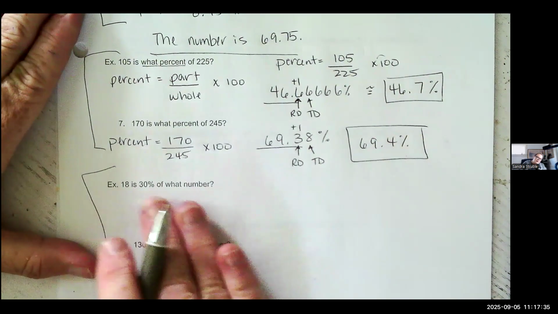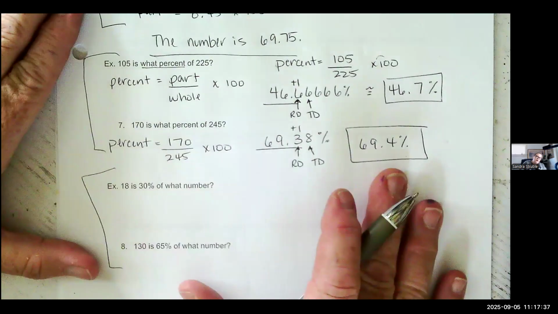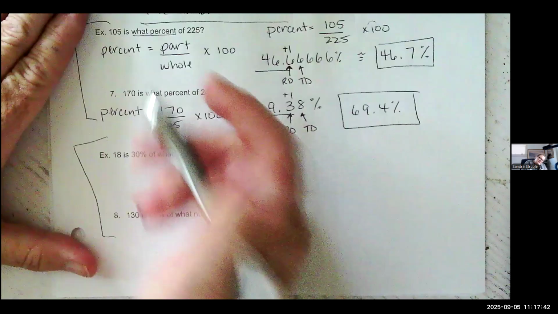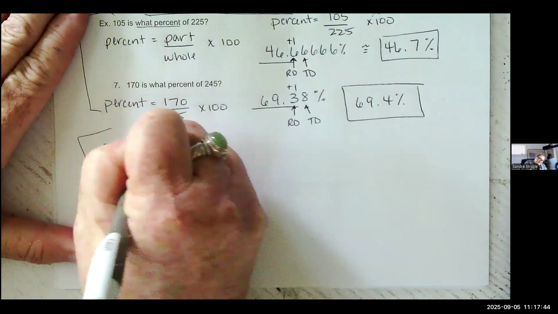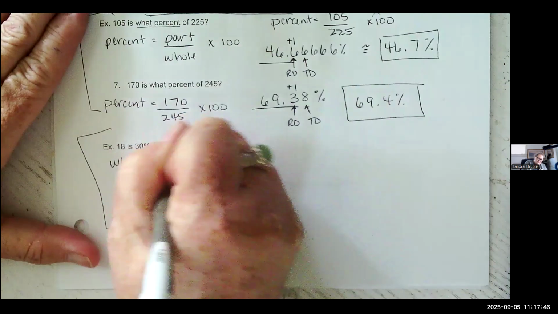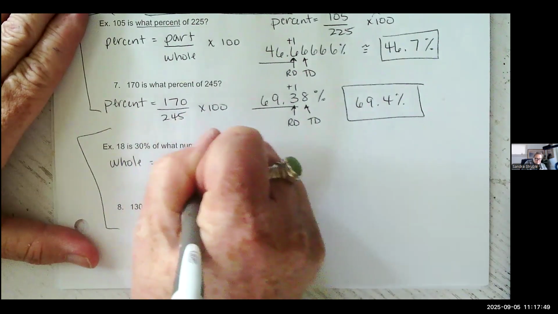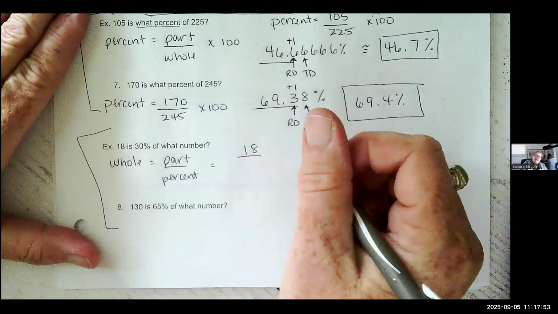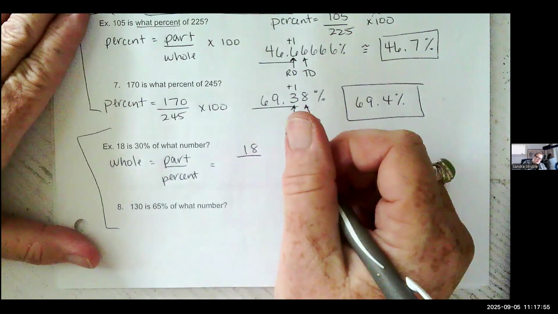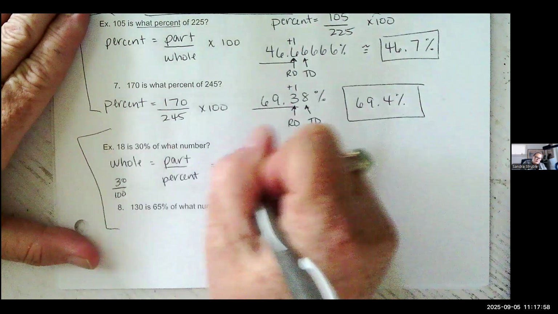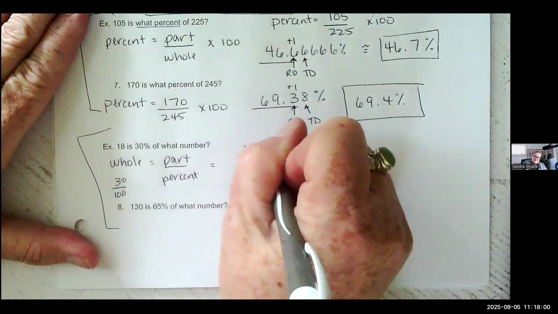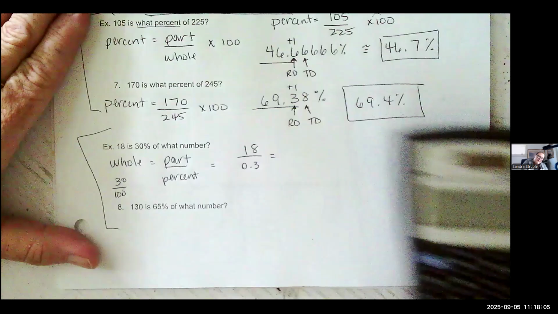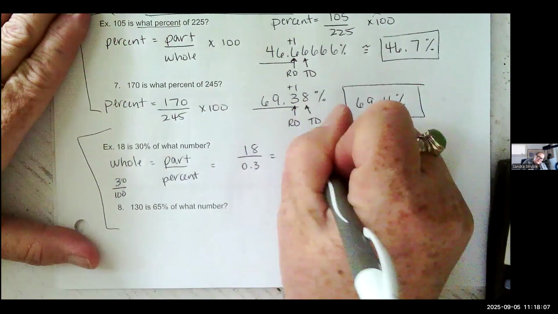All right, 18 is 30% of what number? So we're looking for the whole, which is just part divided by percent. The part is 18. The percent is 30, but it has to be in decimal form. So 30 divided by 100 is 0.3. And 60 is the answer. 60 is the number.